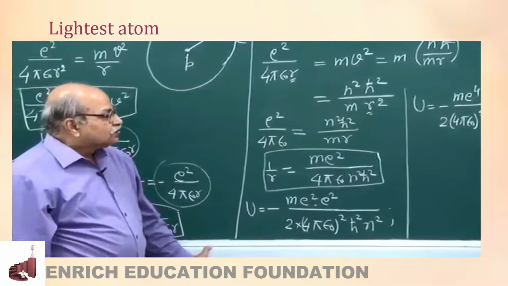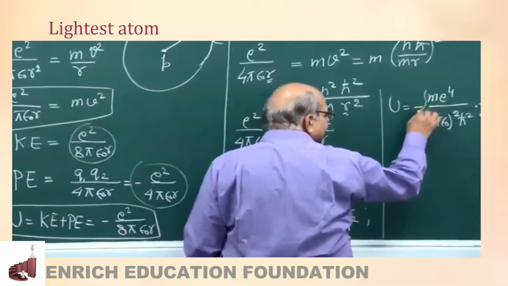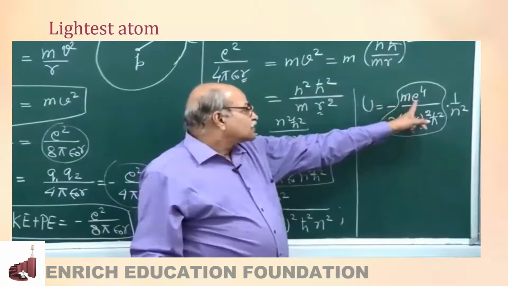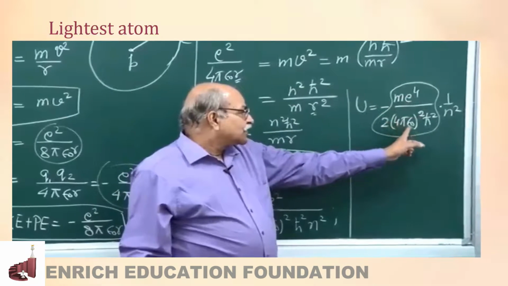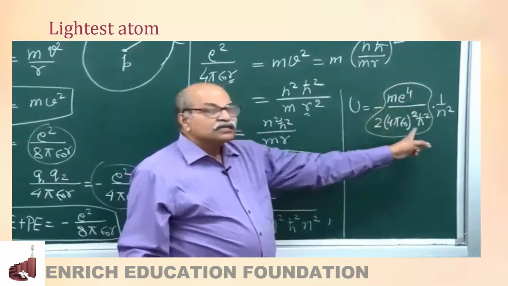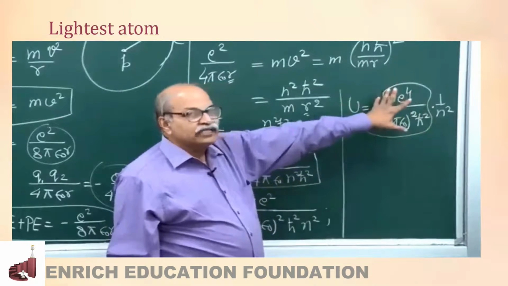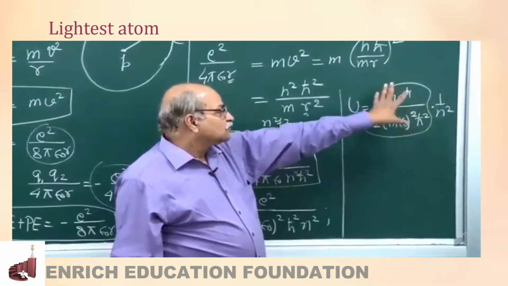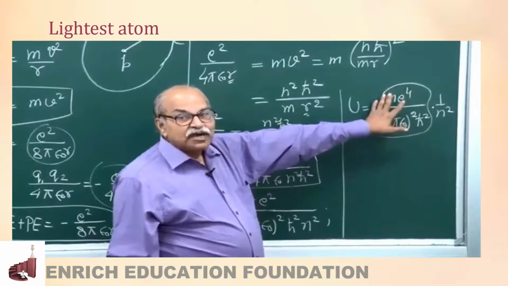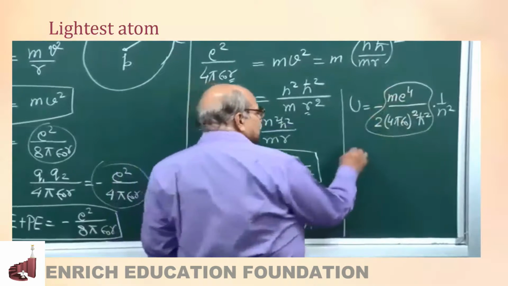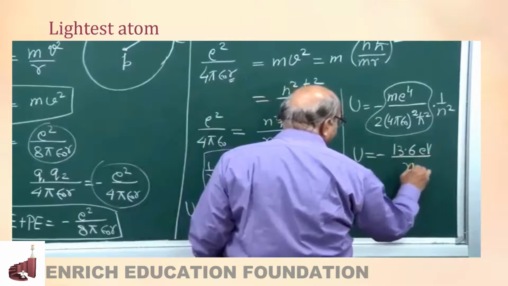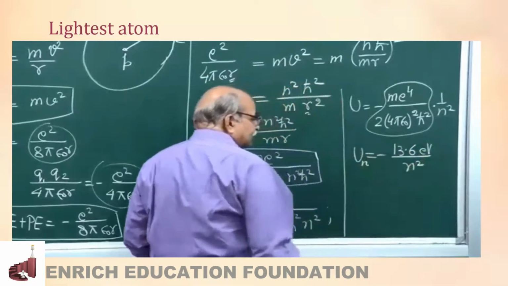Now this quantity here is the mass of the electron, a fixed quantity, the charge of the electron, a fixed quantity, 2 into 4 pi epsilon naught, fixed quantity, and h cross, Planck's constant divided by 2 pi, a fixed quantity. So this has a particular value, and if we put in the mass of the electron, charge of the electron, epsilon naught and Planck's constant and calculate, that turns out to be almost 13.6 electron volt. So the energy is minus 13.6 electron volt divided by n square. So you can say this is U_n.